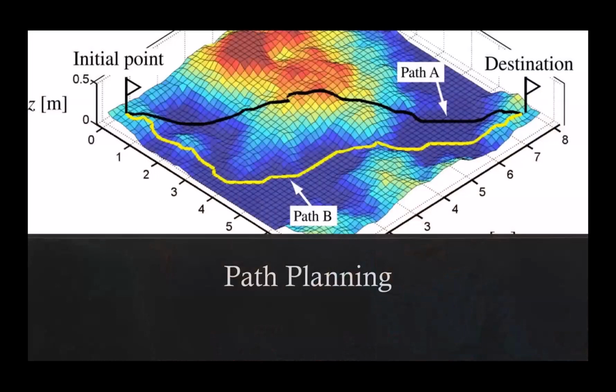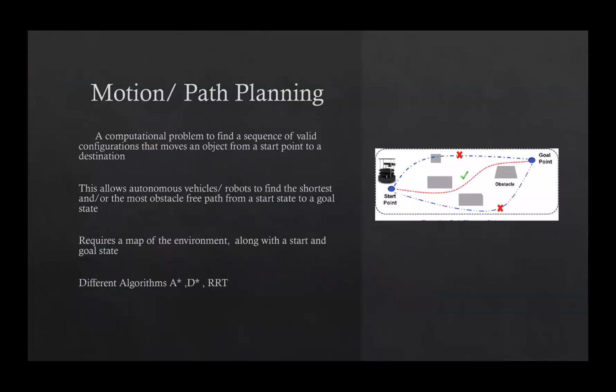In case you can infer, path planning is a computational problem to find a sequence of valid configurations that moves an object from a start point to a destination. So it is literally planning the path. The name is pretty descriptive. The reason we do this is that it allows autonomous systems like robots, drones, and Google Maps to find the shortest and/or most obstacle-free path from a start state to a goal state. Typically, to do this, you need at least a map of the environment, a start state, and a goal state.